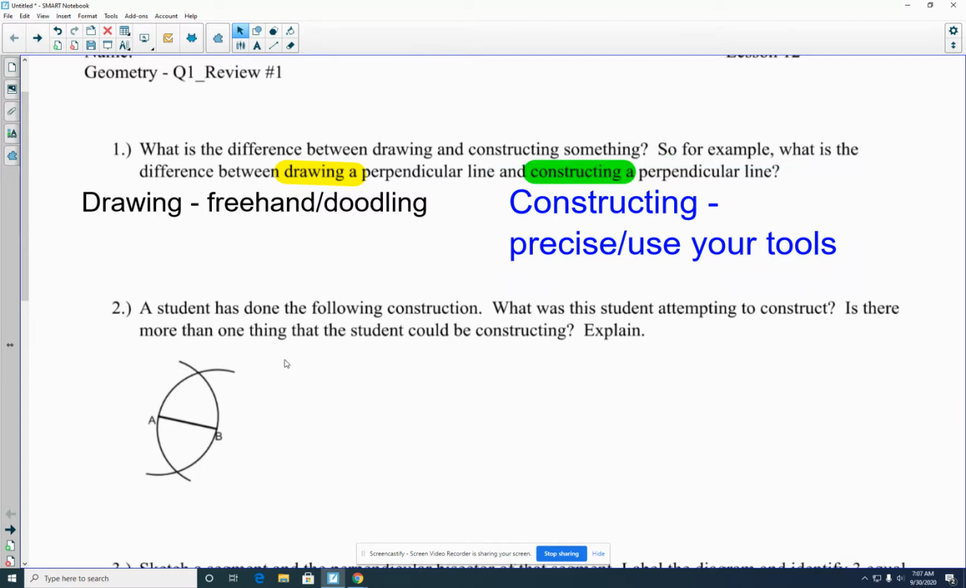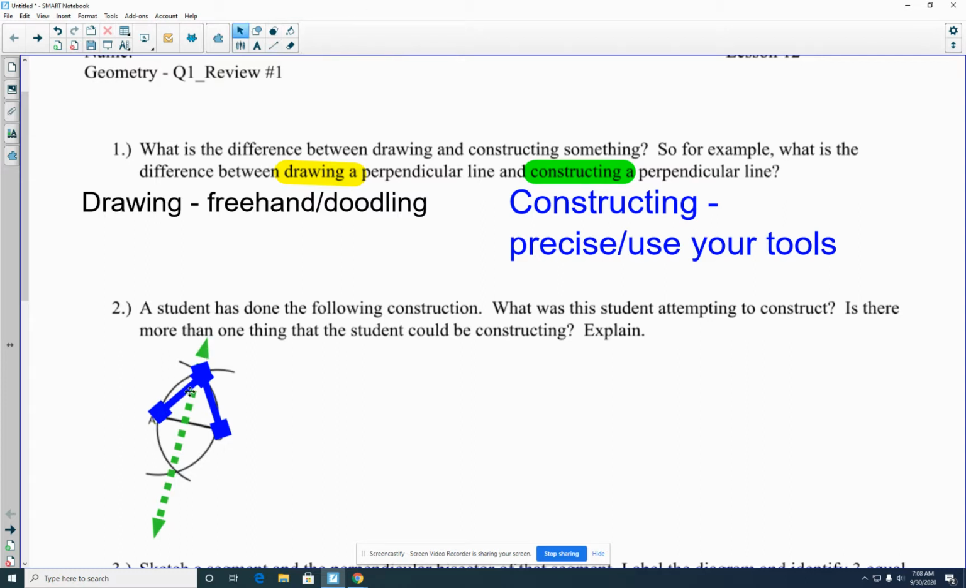Okay, number 2. A student has done the following construction down over here. What was the student attempting to construct? And is there more than one thing that the student could be constructing, and explain? So there is more than one thing that the student could be constructing right now. First, if I take this dotted green line and I go from here to here, the student could be constructing a perpendicular bisector.